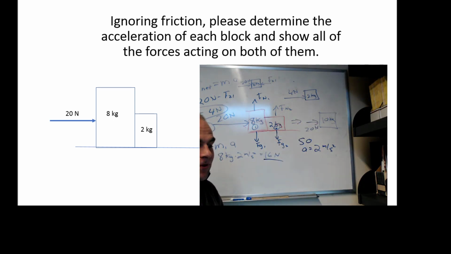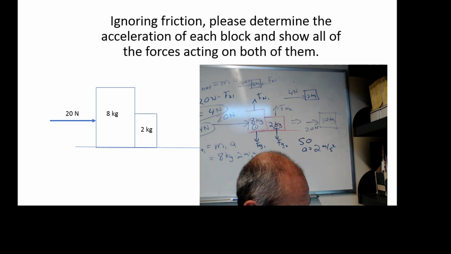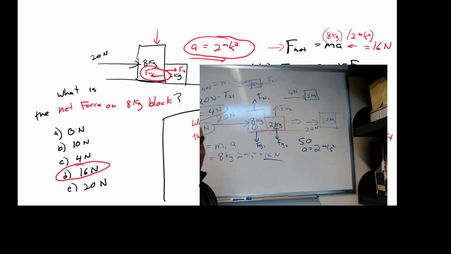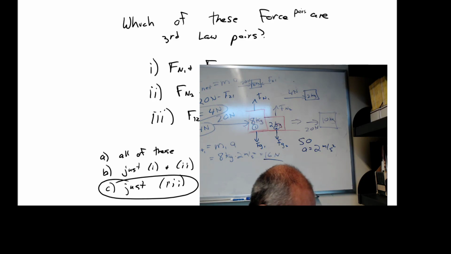So hopefully this review helps you remember the 3-block problem. And the next slide actually takes us through that. It also asks us what is the net force acting on each block. So you can think about that. We calculated it for both blocks also. And then the following question asks you which of these force pairs are third law pairs. And the only one that is truly a third law pair in this case is F12 and F21.